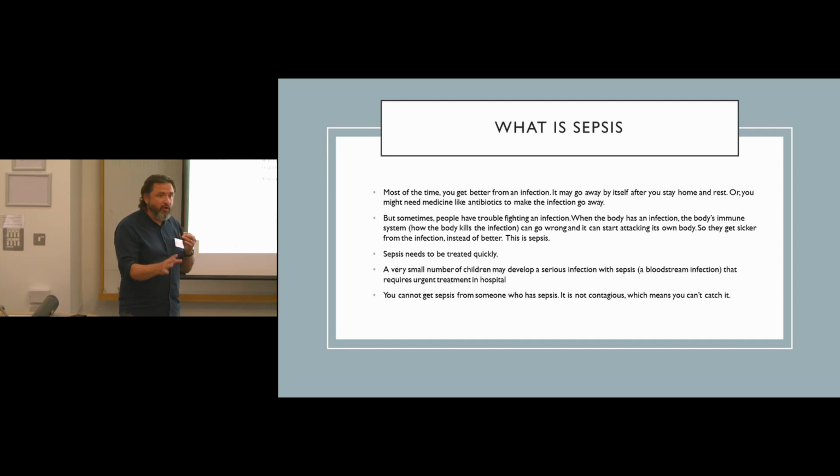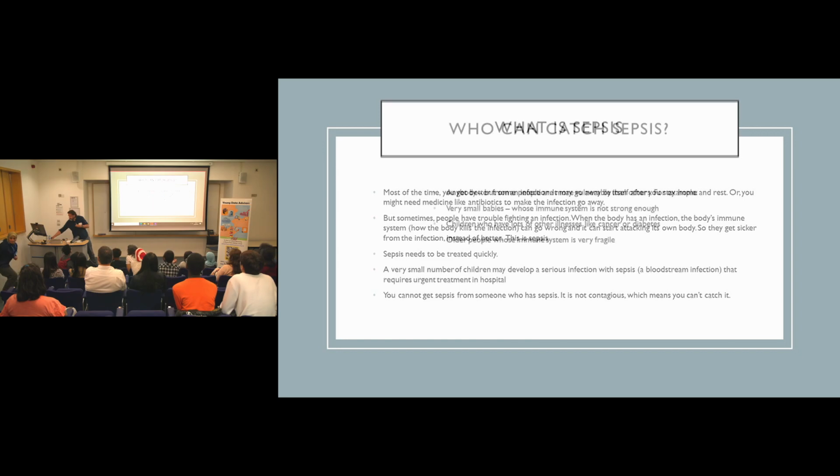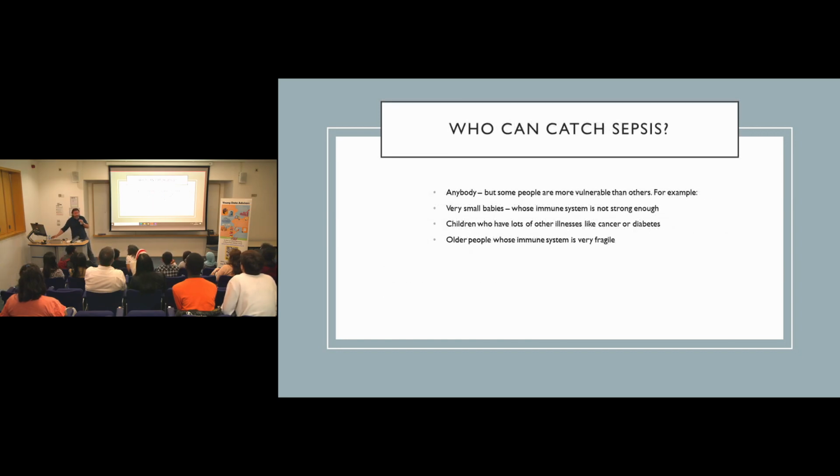But remember, you can't catch sepsis from anyone else. If someone's got sepsis, you can't catch it from them. So who can get sepsis? Anybody. Very small babies, children who have other illnesses like cancer or diabetes. For some people, their immune systems, so their body's ability to fight infection, is sometimes very fragile.